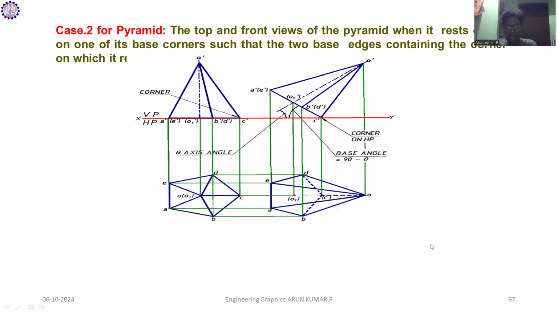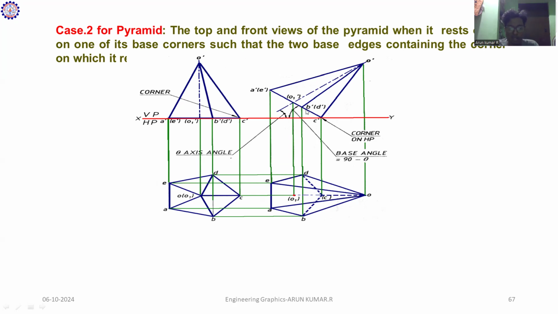Whenever the parallel edge is parallel to VP, or an edge is perpendicular to VP, or one of the base edges is parallel to VP, likewise we studied many concepts in our last lecture series. Today we are discussing the pyramid category. I have taken a new type of topic here, and I will teach it with a simple example.